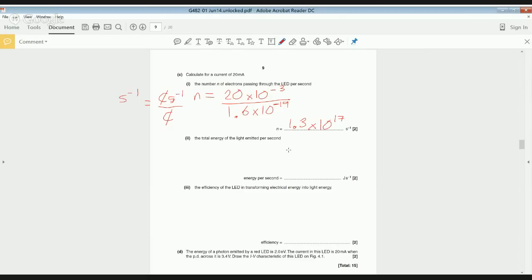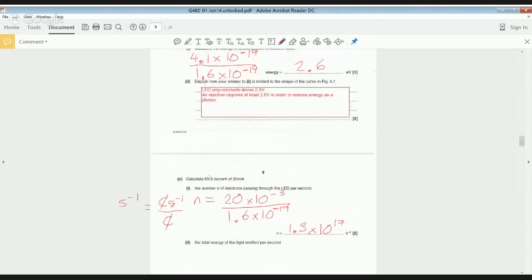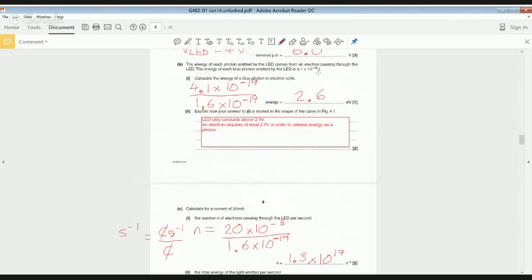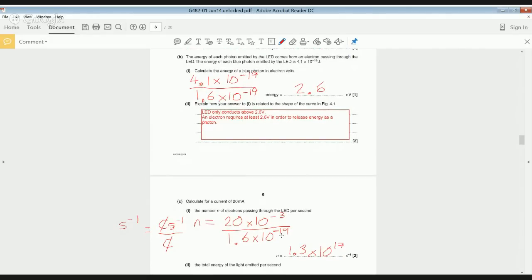It's huge. The total energy of the light emitted per second. So we know the energy per photon is 4.1 times 10 to the minus 19. We know that each photon is caused by one electron. So we know that there are this many electrons passing through each second. So it follows that there should also be that number of photons being released every second.